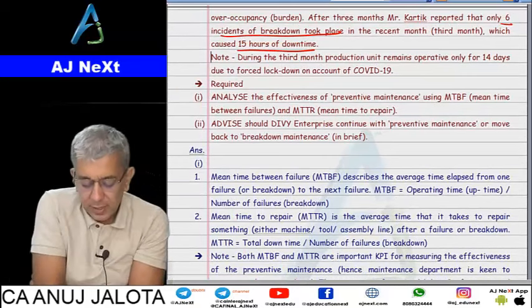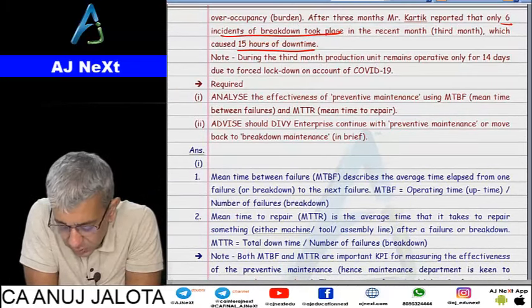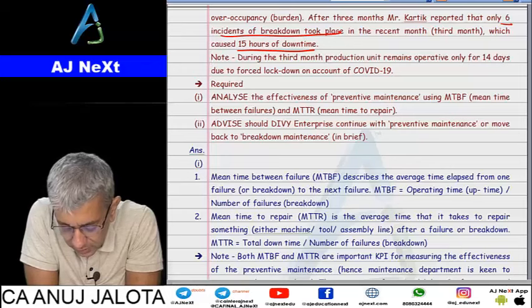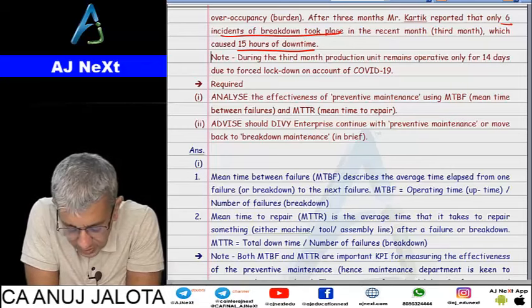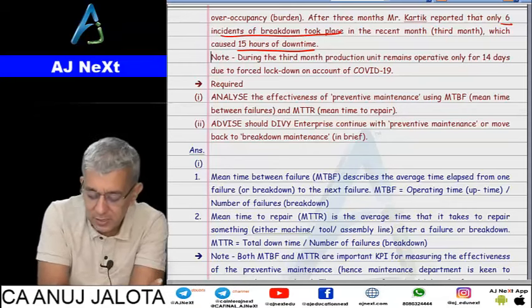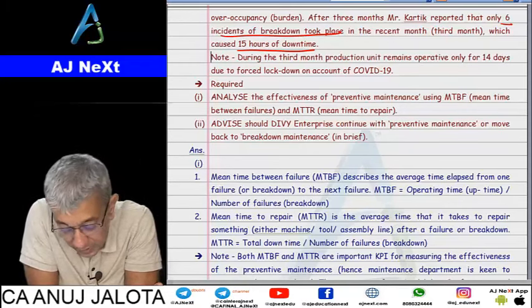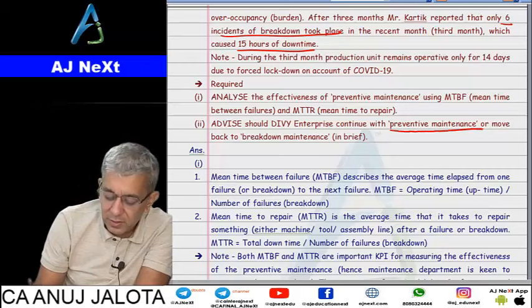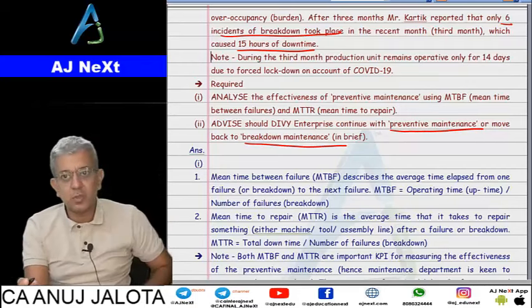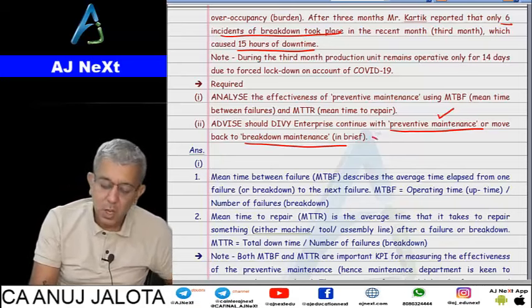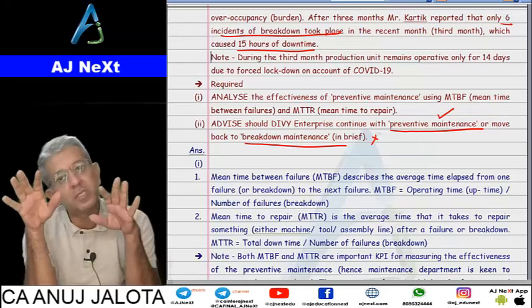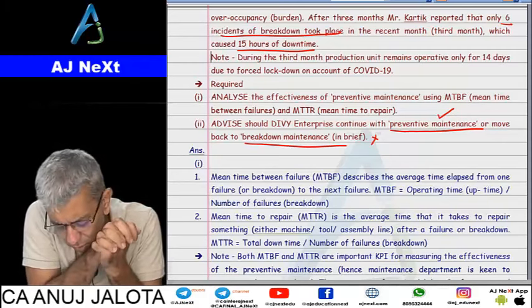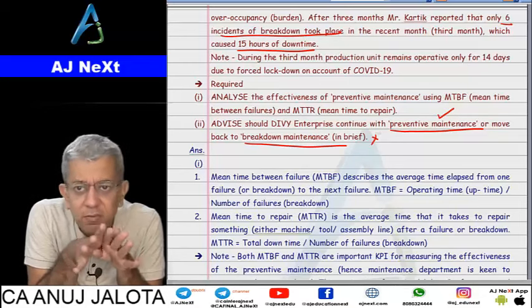Required: analyze the effectiveness of preventive maintenance using MTBF, mean time between failures, and MTTR, mean time to repair. Second, advice: should DIVY enterprise continue with preventive maintenance or move to breakdown maintenance? See, one thing for sure I can tell you, preventive maintenance and breakdown maintenance, both of them will exist only. It's only that if you start to spend more on this, automatically breakdown maintenance will start to fall. Okay, that is one thing that will happen, right? So you should continue with preventive maintenance no matter whatever.